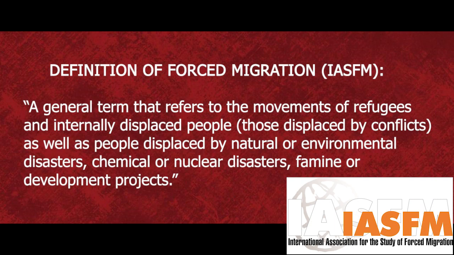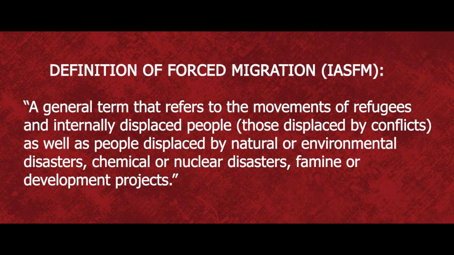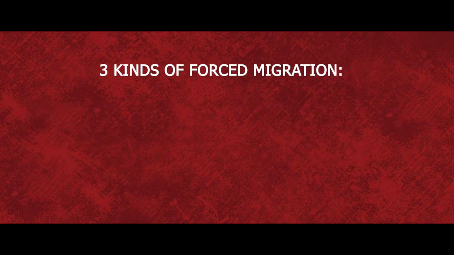What do we mean when we talk about forced migration? We're going to adopt the definition of forced migration from the International Association for the Study of Forced Migration. They define the term as follows. Forced migration refers to the movements of refugees and internally displaced people. It covers those displaced by conflicts, as well as people displaced by natural or environmental disasters, chemical or nuclear disasters, famine, or development projects. Notice that this definition envisions three different kinds of forced migration.